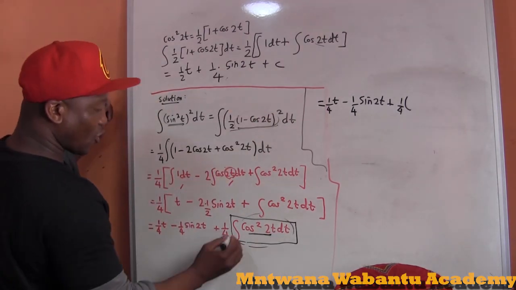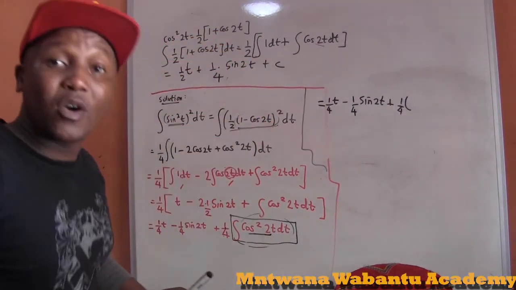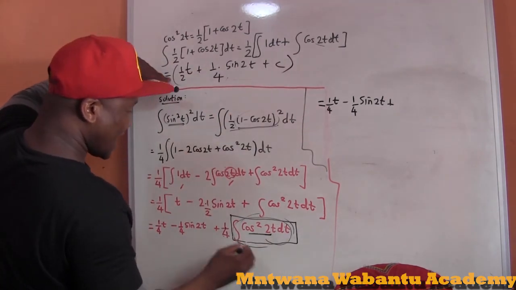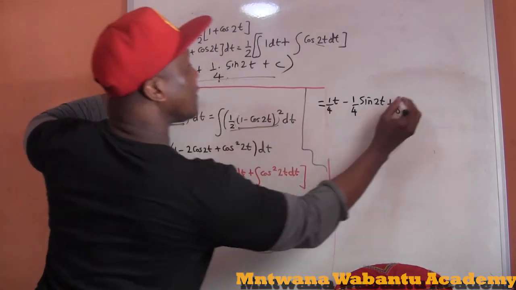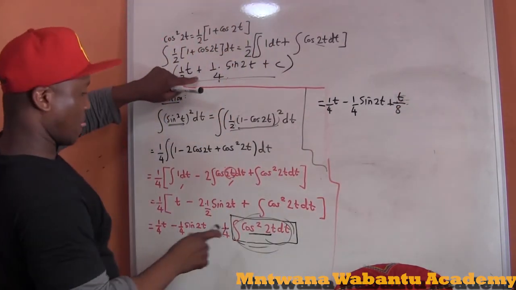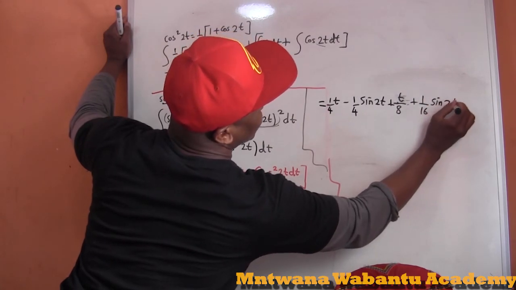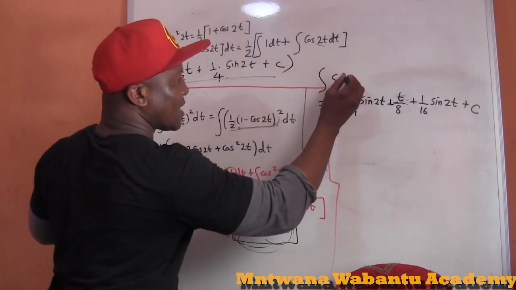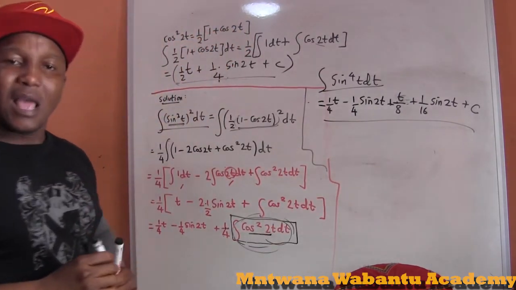Because 1 over 4 times all of this, so 1 over 4 times 1 over 2 is 1 over 8. Let's do it straight away. 1 over 4 times this, because we took it and integrated it, so 1 over 4 times 1 over 2 is going to be 1 over 8 t, which is t over 8. Then 1 over 4 times 1 over 4 is 1 over 16 sine of 2t, and then plus our constant. So if I integrate sine of 4t dt, it equals this, which is our final answer.